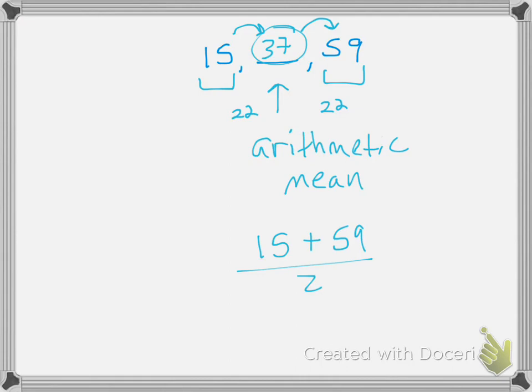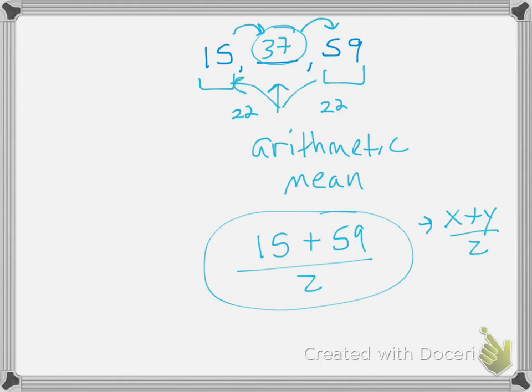And so you can find the missing term of an arithmetic sequence by using this formula here. Again, you may see it as x plus y divided by 2, but really it's just the two terms on either side of the missing term divided by 2.